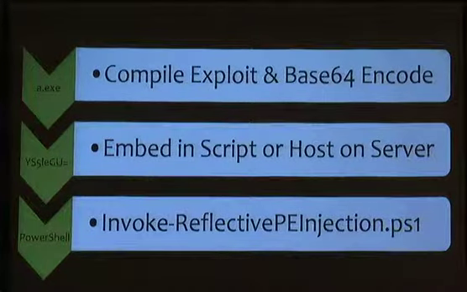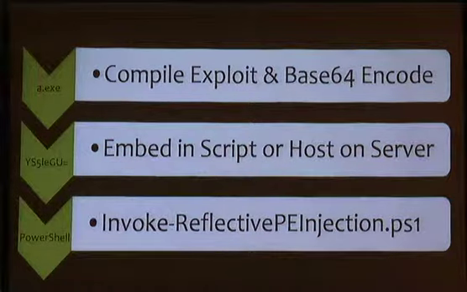Again, essentially you take the exploit, compile it, base64 encode that. You can either embed it right into the script, or you can host it on a server, and then you simply run from PowerShell, invoke reflective PE injection, and whatever you've embedded there will execute on the box.